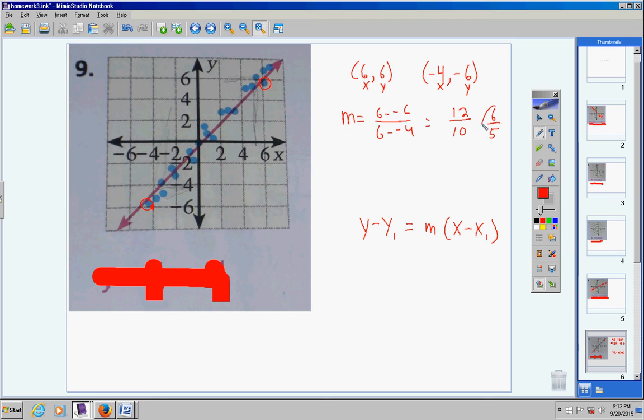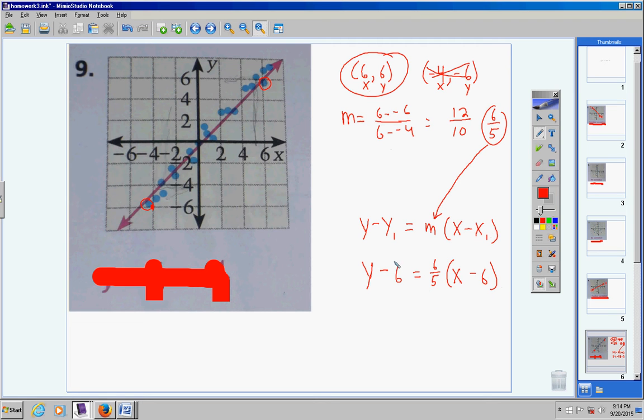Now we know what's going to go right there. It doesn't matter which ordered pair you use, but pick one and cross the other one off. You're going to use one of these for your y here and your x here. I'm going to use the one that has no negative signs. So this is my x, this is my y, this is my m. So y minus your y value, 6, equals m, 6/5, times x minus your x value, which is 6.